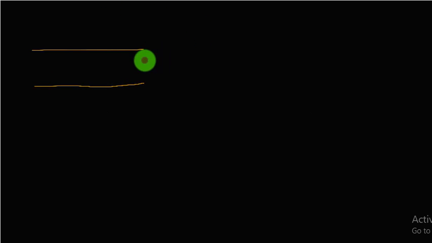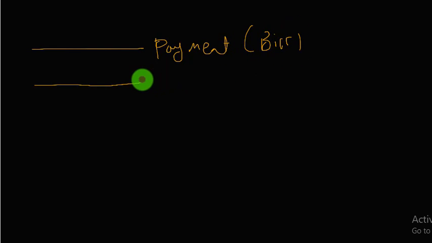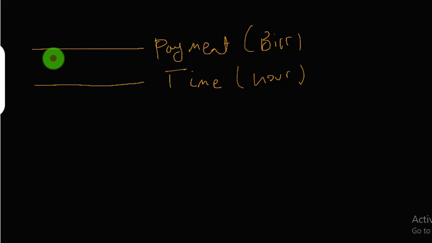Let's use the first one for payment. Let it be wage or payment, payment in birr. And the other one is time, time in hours. Okay, so let's now model this problem. For every 5 hours, he is paid 100 birr.